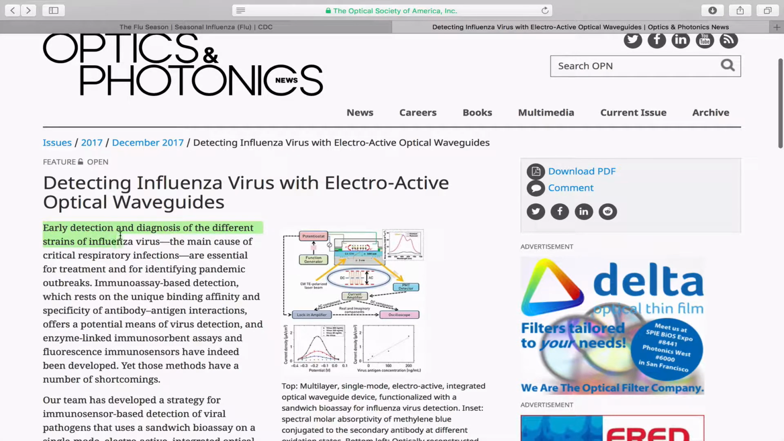Early detection and diagnosis of different strands of the influenza virus, the main cause of the critical respiratory infections, are essential for treatment and for identifying pandemic outbreaks. This is true as many people become ill and unfortunately it can result in death in many cases. Here you can see they say immunoassay based detection. What this means is that it's a procedure for detecting and or measuring specific proteins based on their properties, such as if it's an antigen or if it's an antibody.